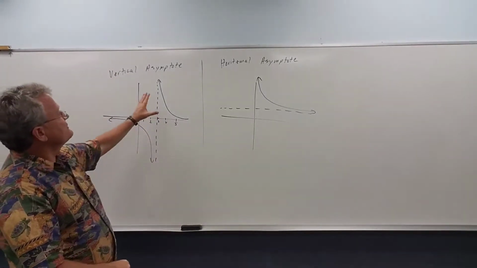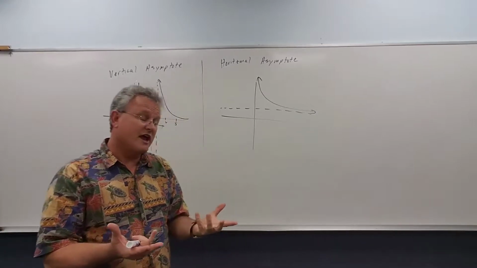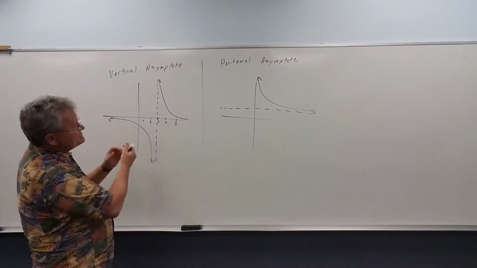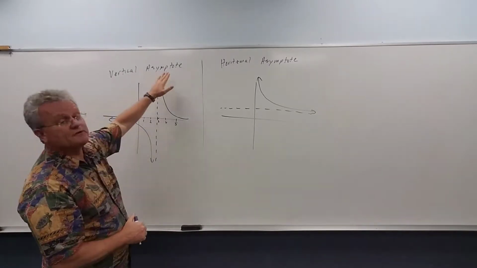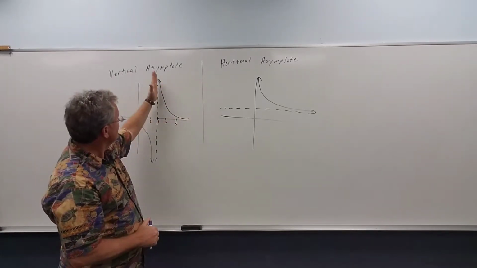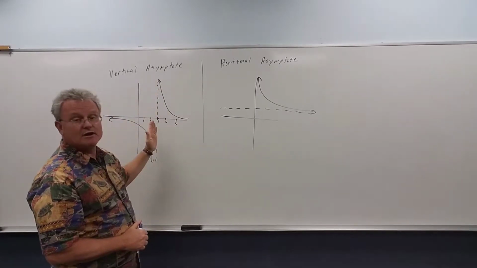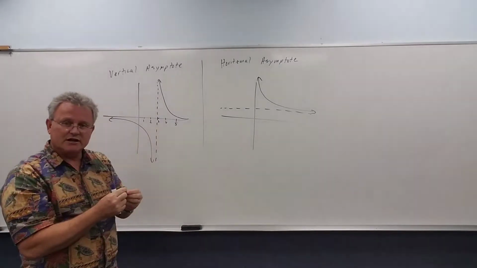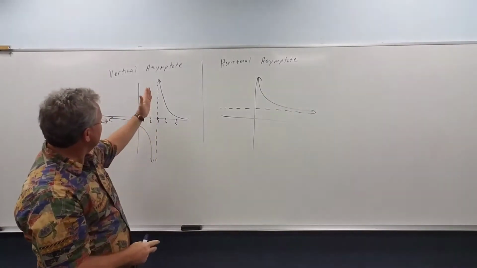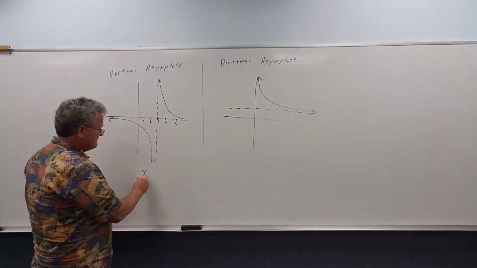All right, we're going to take a look at vertical asymptotes and horizontal asymptotes and understand when a function has a vertical asymptote. First of all, what is a vertical asymptote? A vertical asymptote is a vertical line, straight up and down, that our graph gets closer to but never touches. Yeah? In this case, our vertical asymptote is x equals 3.